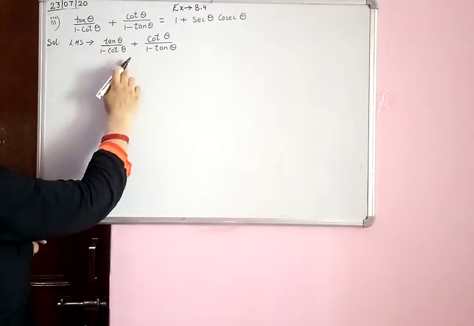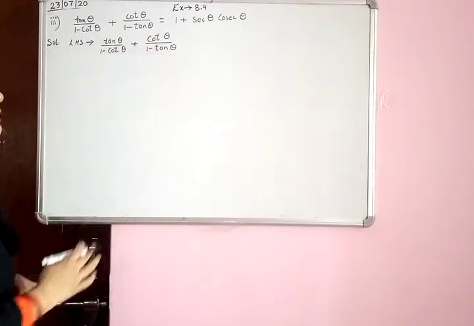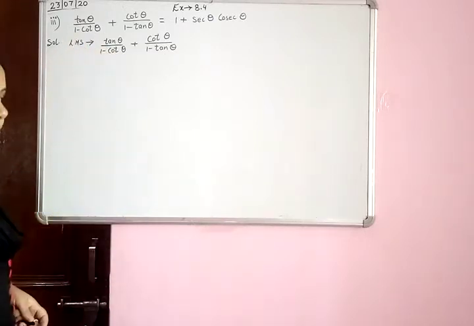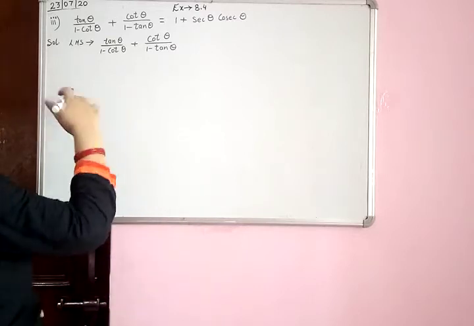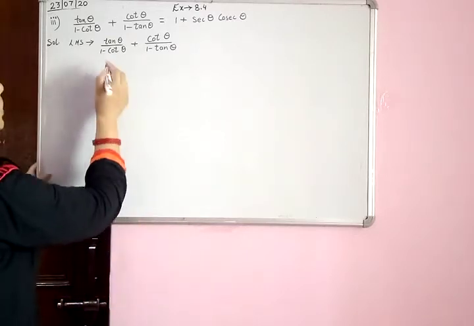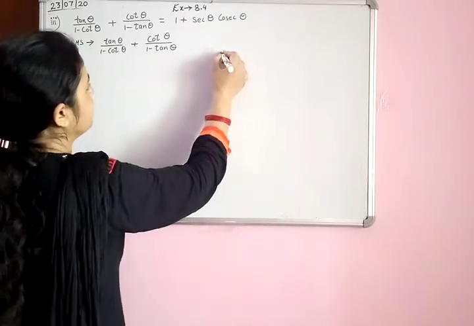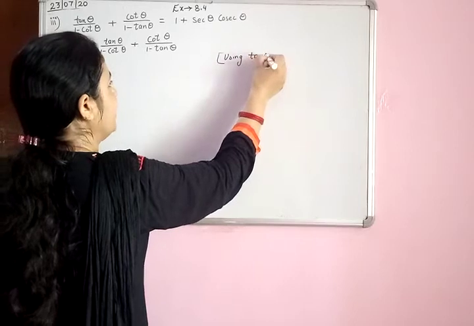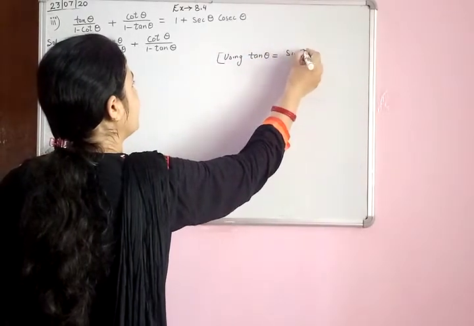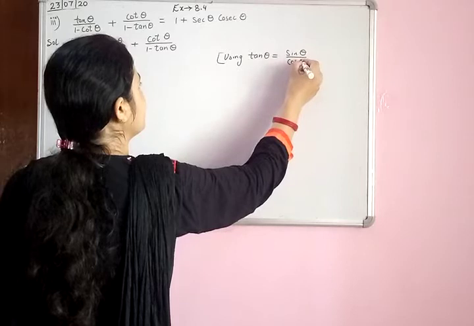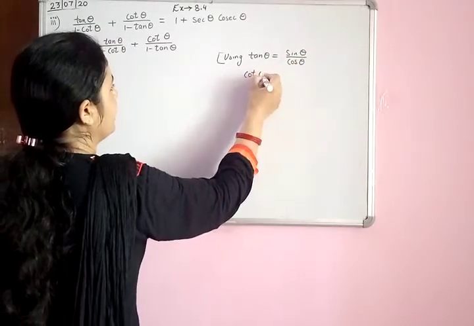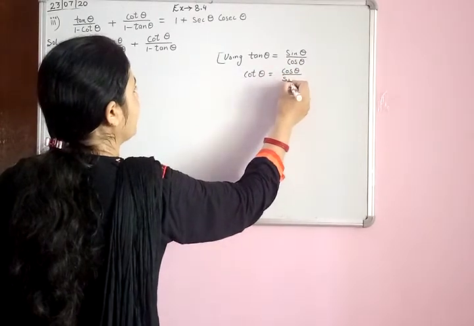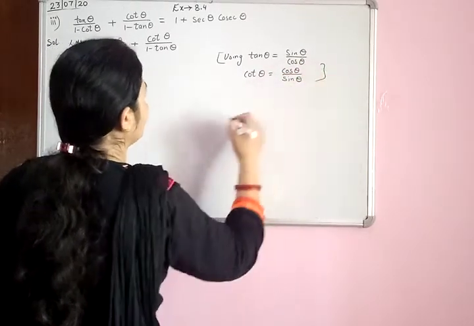Okay, so take left hand side: tan theta upon (1 minus cot theta) plus cot theta upon (1 minus tan theta). Now what I am going to do here, I am going to convert tan theta in terms of sine and cos and cot in terms of sine and cos also. So using tan theta is equal to sine theta upon cos theta. This you all know. And cot theta is the reciprocal of tan theta. It means cot theta is equal to cos theta upon sine theta.